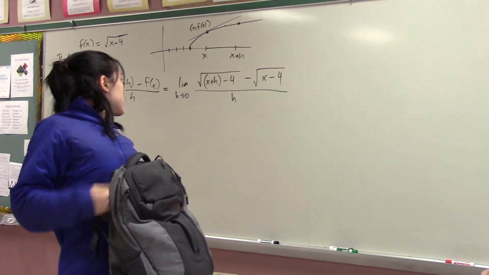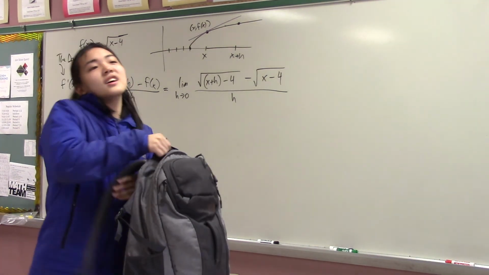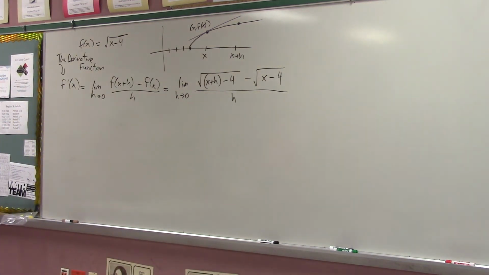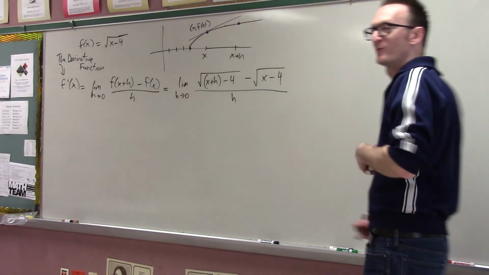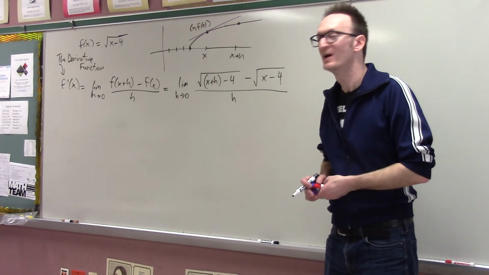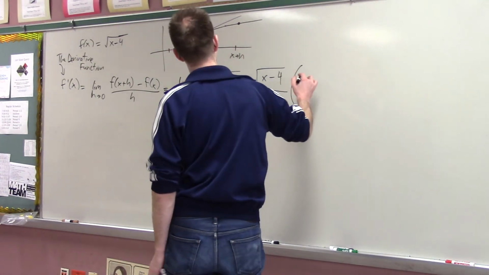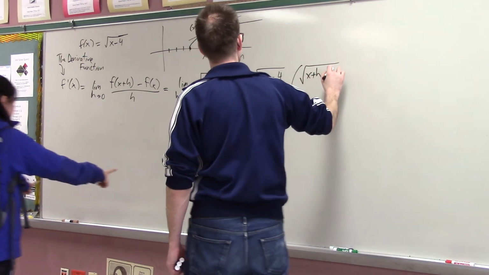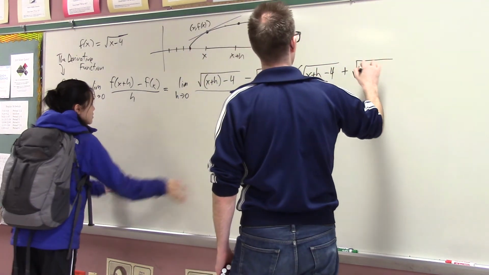Whoa, this limit looks pretty hard, doesn't it? Period four. Oh, wow. Does this limit look pretty hard? No. What should we do? Multiply by the conjugate. Notice how it's so nice that we are such experts on limits that we don't even have to think.